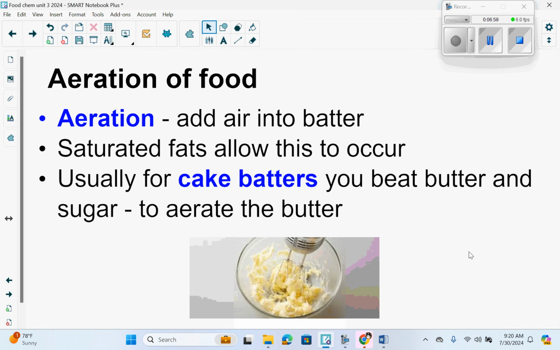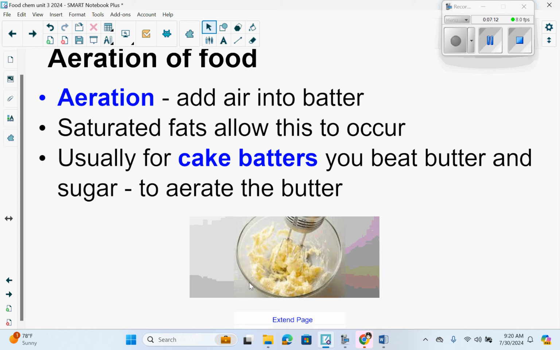Lipids provide aeration of food. Aeration means to add air into the batter. Saturated fats allow this to occur. It's usually for your cake batters. This is why you beat butter and sugar, to aerate the butter.